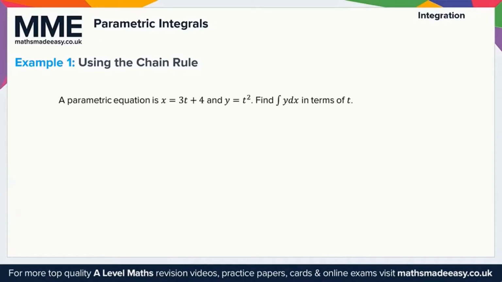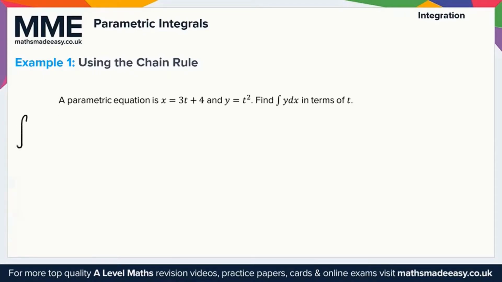Example 1 here on parametric integrals is taking a look at using the chain rule. So a parametric equation is x equals 3t plus 4 and y equals t squared. So we want to find the integral of y dx in terms of t. So let's just note the formula that we need for this.